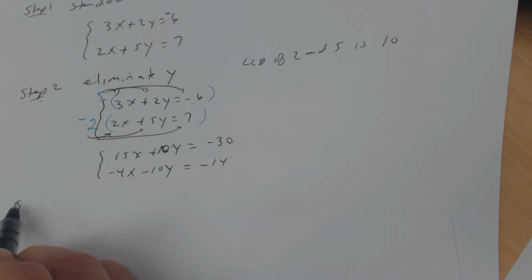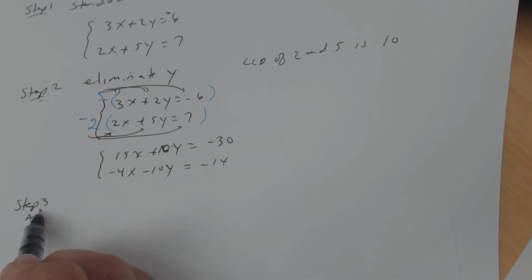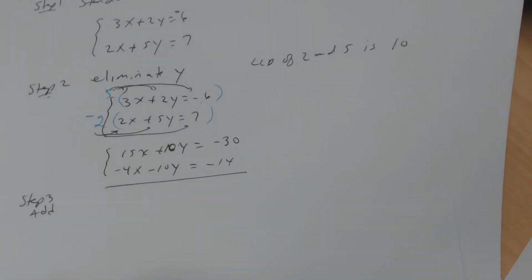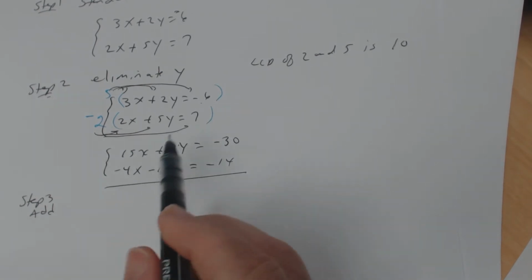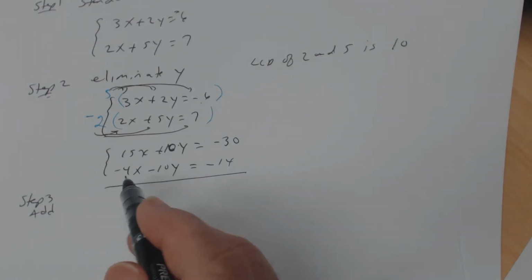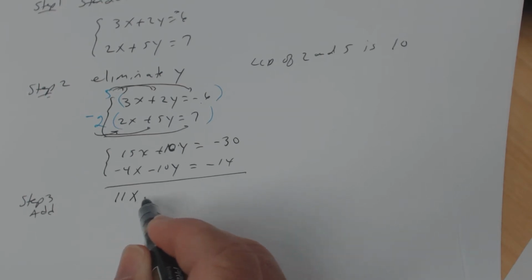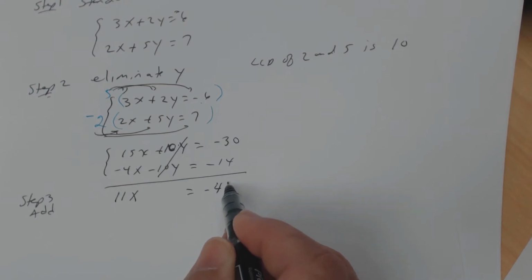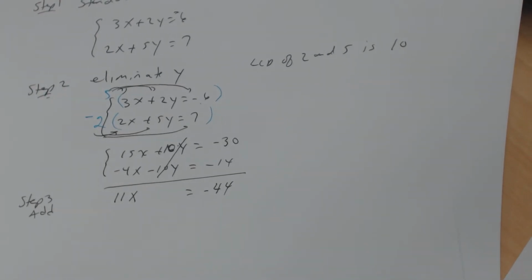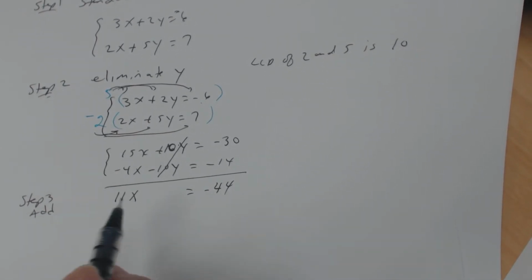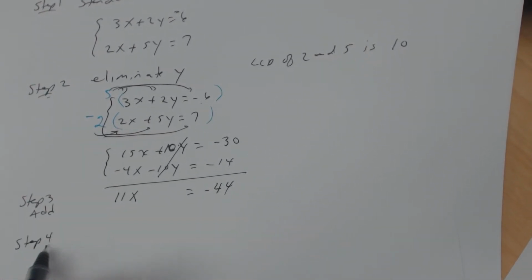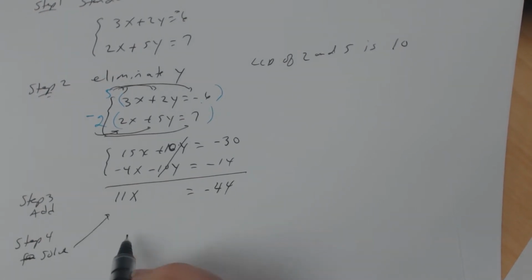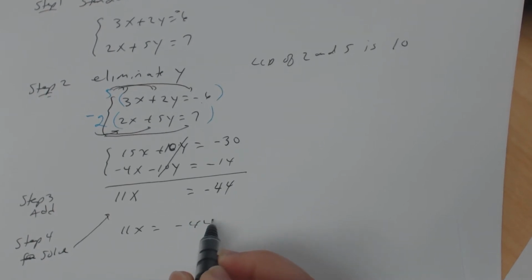And now step 3 is to add. So when I add, 15x and a negative 4x is 11x. The y's cancel out, and that equals negative 44. So I get 11x equals negative 44. Now I have an equation with just one variable, so step 4 is to solve this equation. I have 11x equals negative 44.